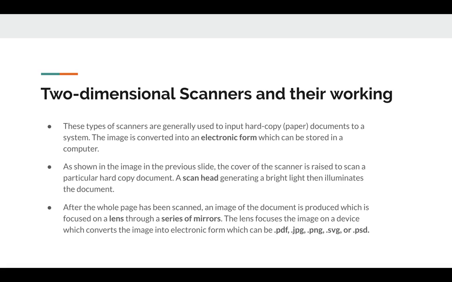After the whole page has been scanned, an image of the document is produced which is focused on the lens through a series of mirrors. The lens focuses the image on a device which converts the input image into electronic form which can be saved as .pdf, .jpeg, .png, .svg, or .psd.